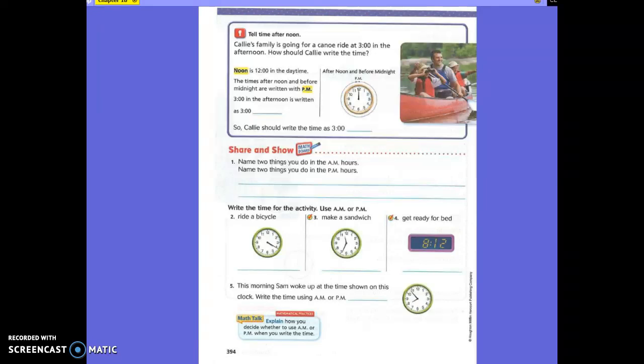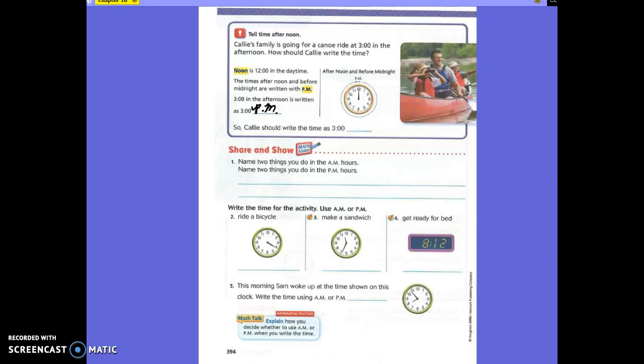Afternoon. How should Callie write the time? Noon is 12 o'clock in the daytime. The times after noon and before midnight are written with PM. 3 o'clock in the afternoon would be written as 3 o'clock what? PM. Capital P, capital M with dots after them.